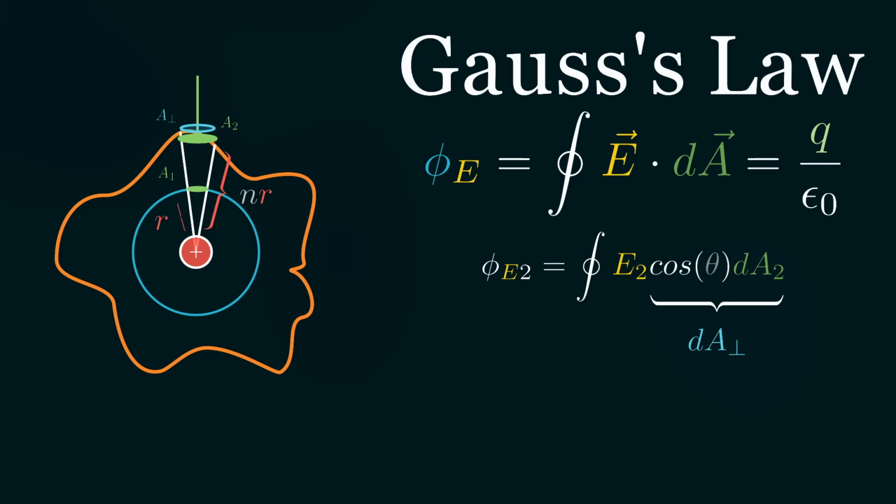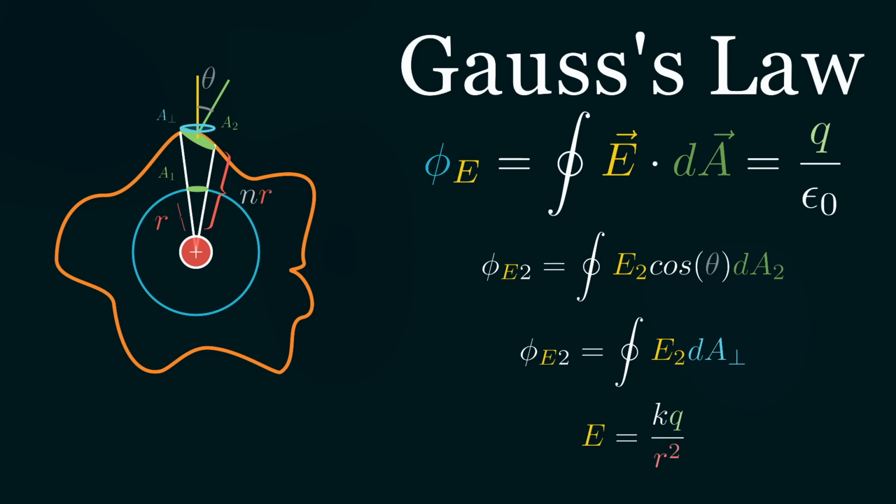Now if the angle is a right angle, then the cosine will be 0, and there will also be 0 perpendicular component. So we can rewrite the flux integral as the accumulation of the electric field at surface 2, E2, times some differential perpendicular area. Now remember that the electric field goes like kq over r squared. So if our radius is now n times r, we'll introduce a factor of 1 over n squared into the equation.